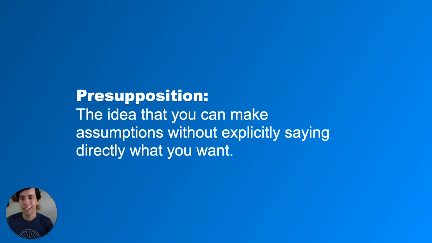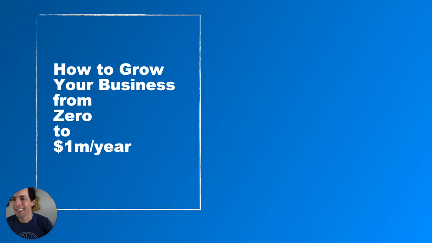There's this great idea in psychology and marketing, the idea of a presupposition. So the idea that you can make assumptions without explicitly saying what it is that you want. Let me give you an example. Let's say you want to attract people who are entrepreneurs and they want to grow their business, right? And you put together an ebook, and the ebook is how to grow your business from $0 to $1 million a year. There's probably a lot of people that have downloaded that book.